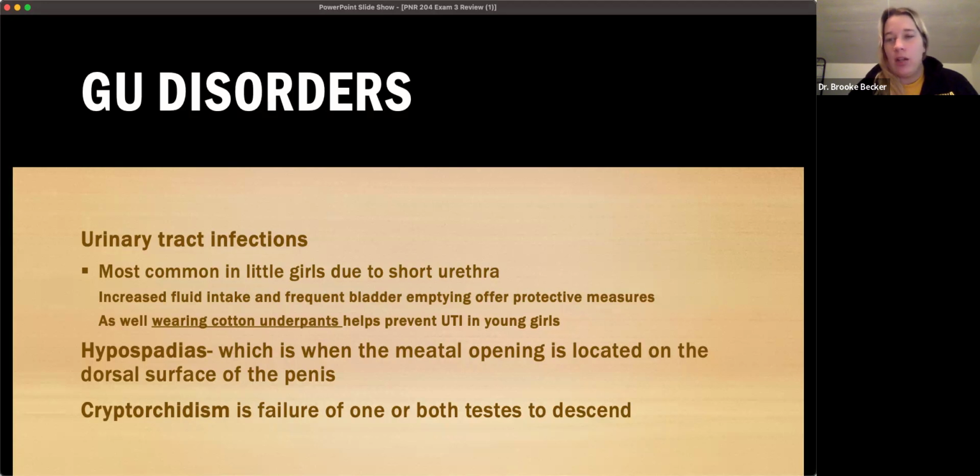Cryptorchidism is failure for either one or both testes to descend. If they have cryptorchidism, they're at increased risk later in life for testicular cancers or infertility, okay? They have to have it either surgically, the whole testes removed, or an orchiopexy, repaired and then sutured so that way it can't go back up into the abdomen and descend again.